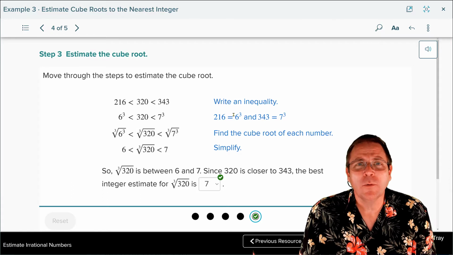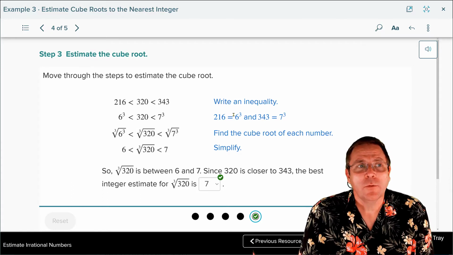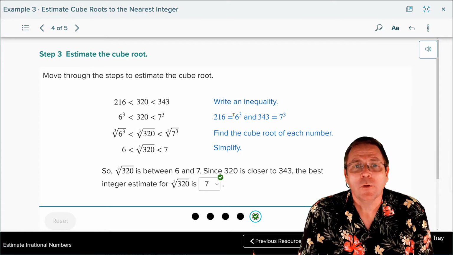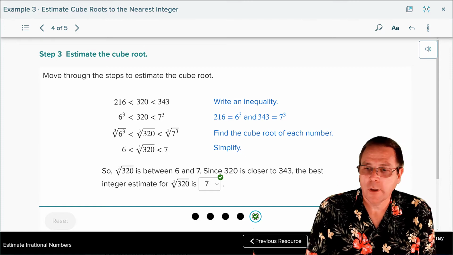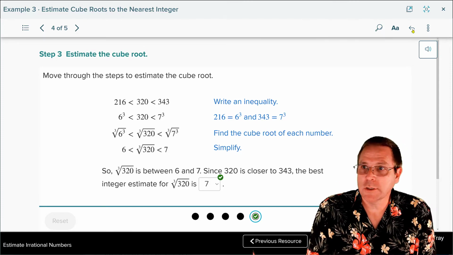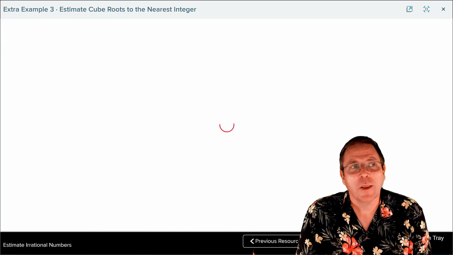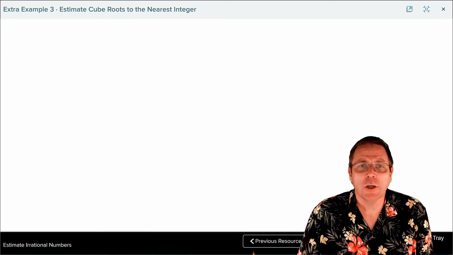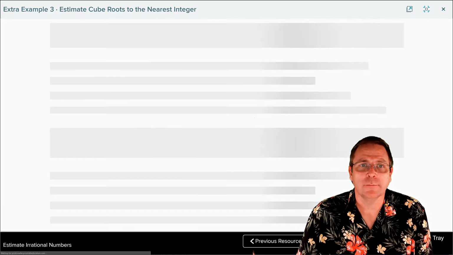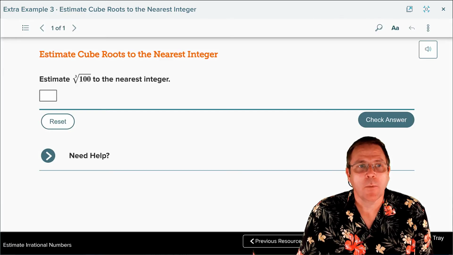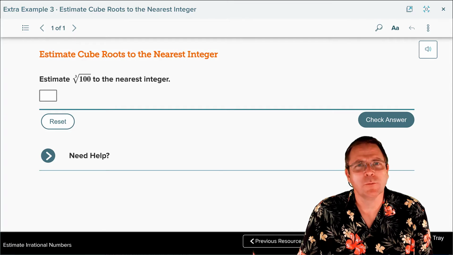I do mine a little bit differently, and I'm going to show you how I do mine on your extra example. But you guys go ahead now, log in or jump onto your extra example. Let me reset this one, and you guys get on your extra example and work it on your own. Check your answer and see if you're right. What you're looking for is the cube root of 100. That one shouldn't be too hard.